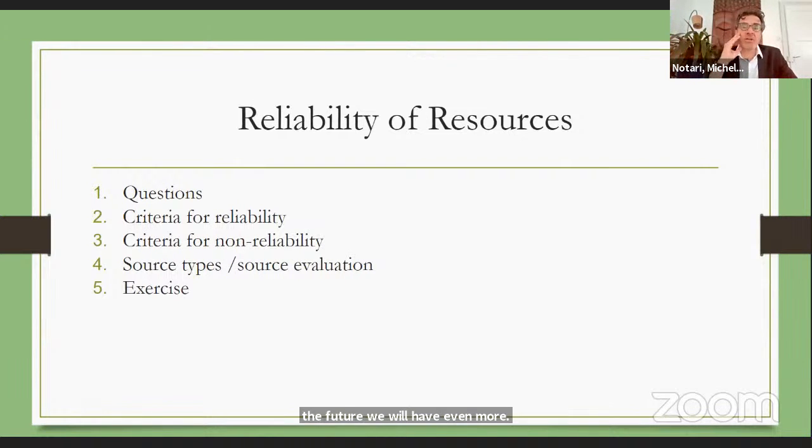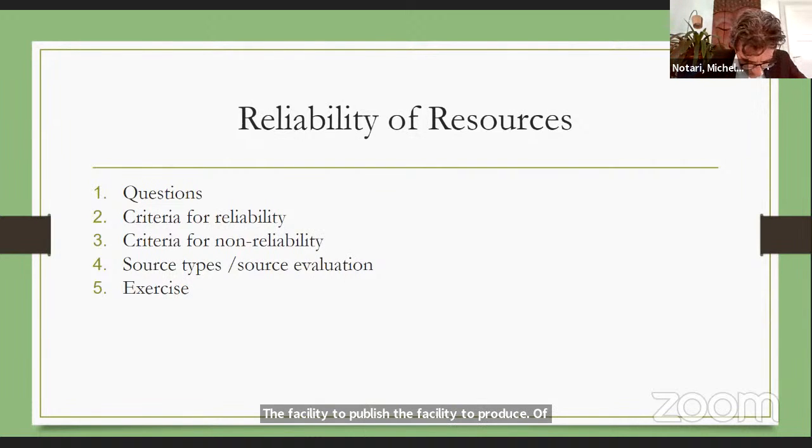It will be even more challenging to make selections between reliable, high quality information, and not reliable, or even false information. The reason why this development takes place is the explosion of the internet, as all of you know, and the explosion of information transmission. The facility to publish, the facility to produce, of course, makes it easier for all of us to create relevant information, but it's also much easier to create information which might be misguiding. And as you know, the news, especially in social networks, are not really reliable.